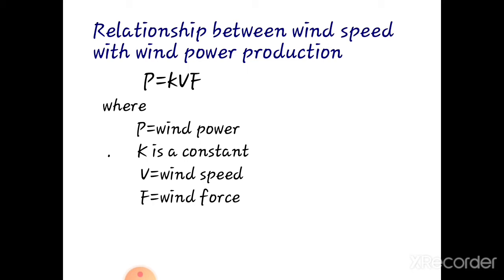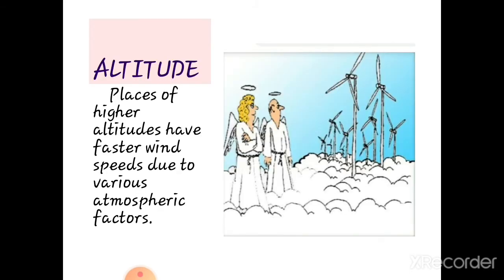Second one is altitude. The places of higher altitudes have faster wind speed due to various atmospheric factors. Higher places also have lesser obstructions from the surrounding hills, trees, and buildings. Wind speed increases by 12% as the distance between the turbines and the ground is doubled.